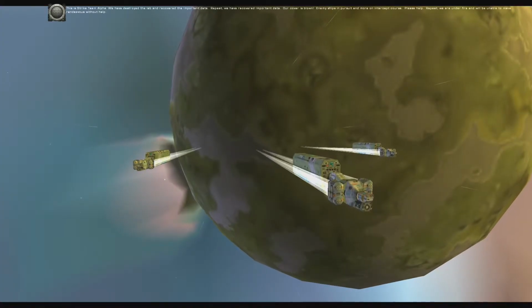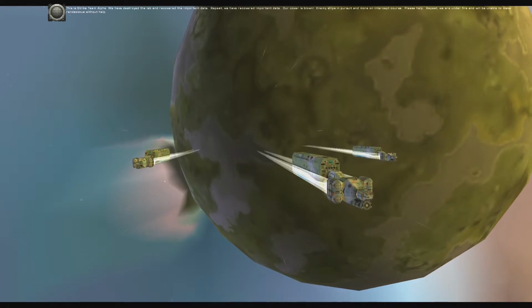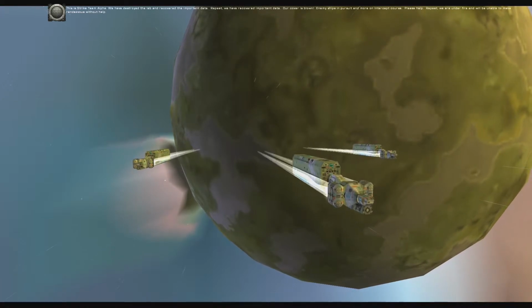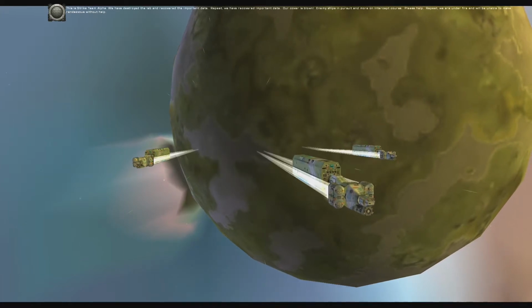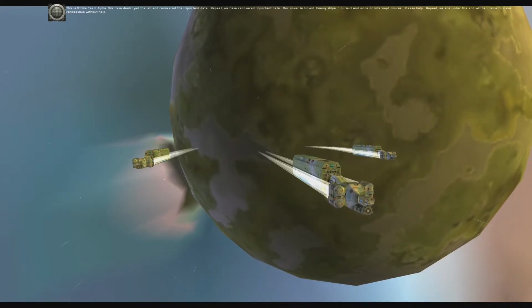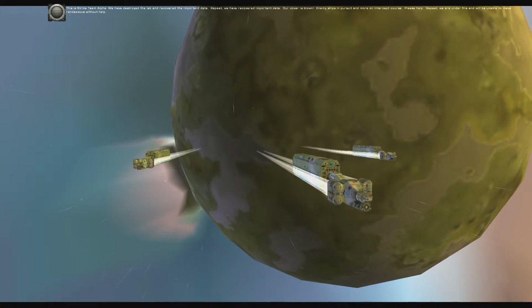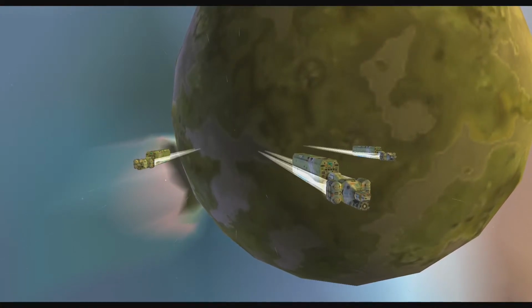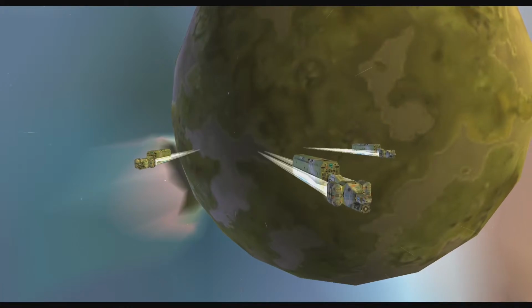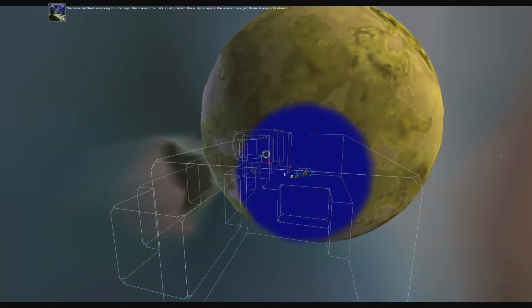This is Strike Team Alpha. We recovered the important data. Repeat. We have recovered important data. Our cover is blown. Enemy ships in pursuit and more on intercept course. Please help. Repeat, we're under fire and we'll be unable to make the rendezvous without help. The Imperial fleet is moving to intercept the transports. We must protect them. Hyperspace the moment we get those transports aboard.